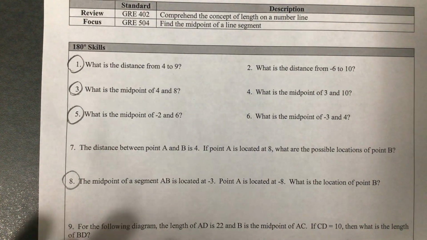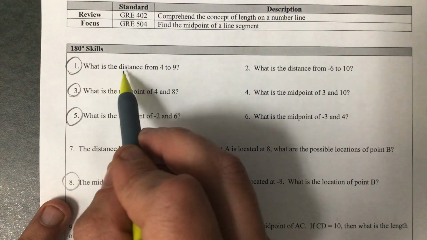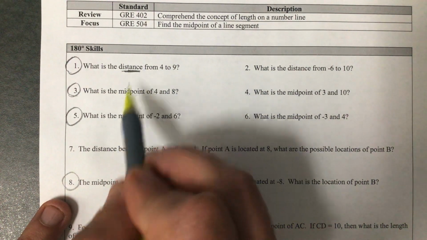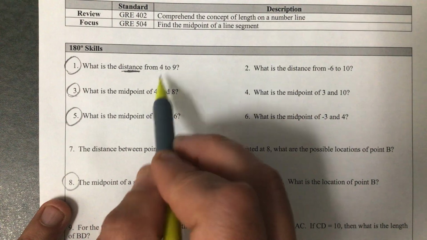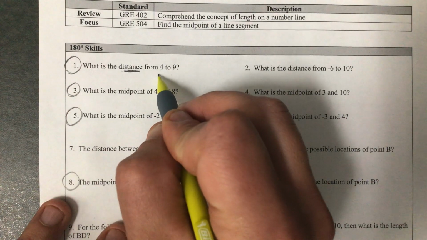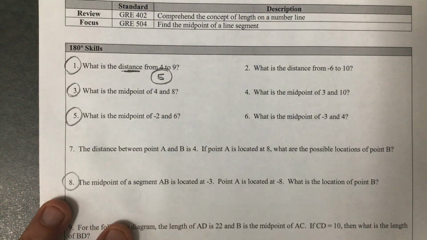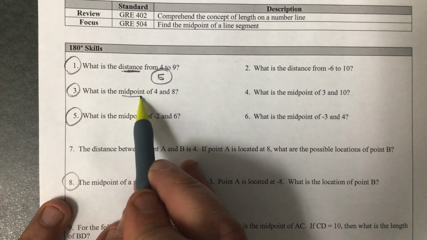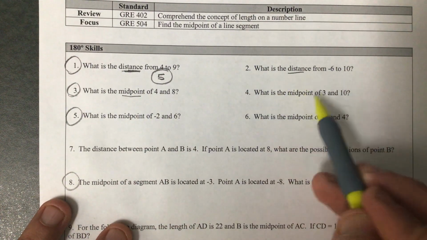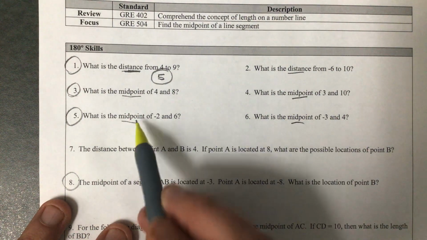So from 180-degree skills, the first question says, what is the distance? It doesn't say what's the midpoint, it says what's the distance. So from 4 to 9, I think that's going to be a distance of 5. Those numbers are 5 apart. For number 3, it says, what is the midpoint? And be careful on these questions. This one says distance. These all say midpoint.